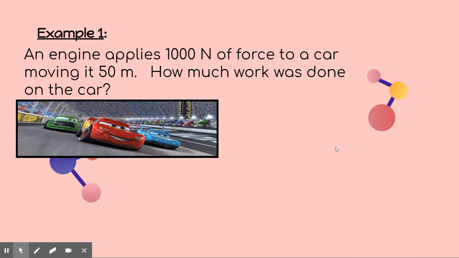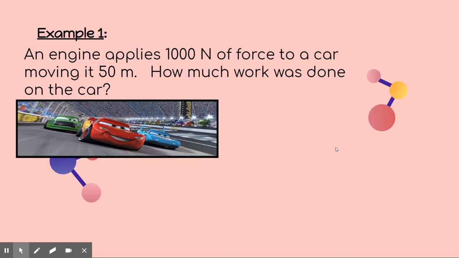So let's do a couple examples together, and this way you have them in your notes for when you try and do your assignments. Example 1 is using the idea that an engine applies 1,000 newtons of force to a car moving 50 meters. So there's our distance. We're looking for how much work is done on the car.